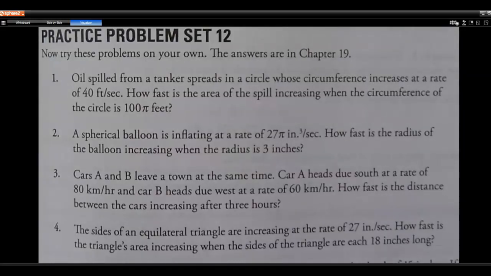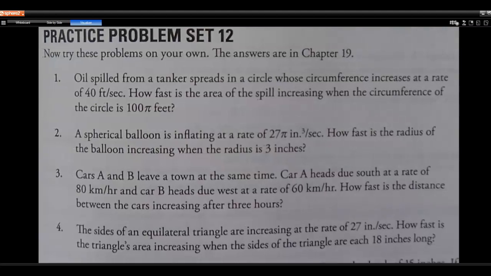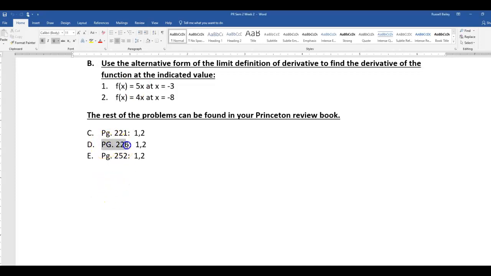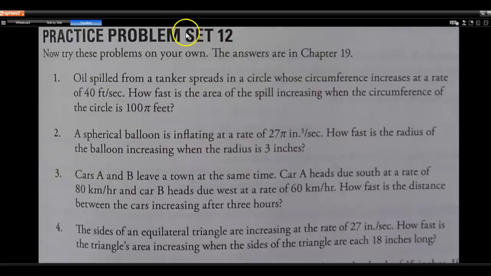Now for number 2, which I'm going to leave you guys to do, it's a lot more like the ones we did in class. Step 4 will not be quite as tricky. Let's go ahead and take a look at our next problem we need to do. We want to go to page 226, and I'll do number 1 on that page.